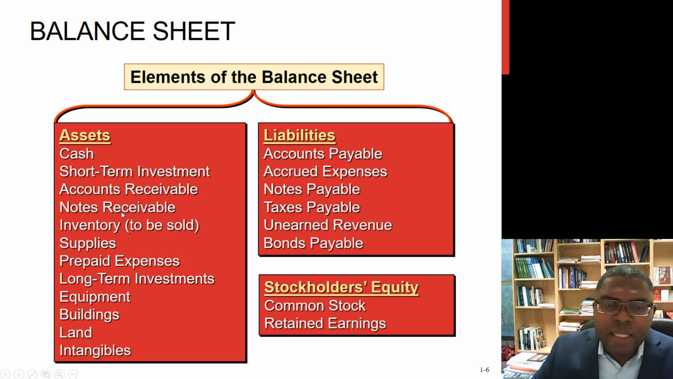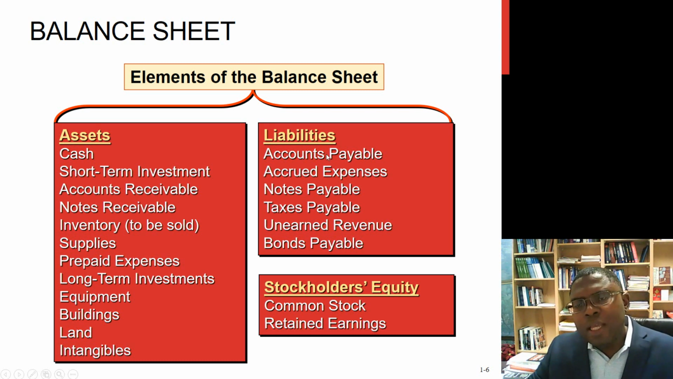Notes receivable is an asset. Inventory to be sold is an asset. It has future economic benefits. Supplies is an asset. Prepaid expenses is an asset. It has future economic benefits. Long-term investments is an asset. Equipment is an asset. Building, land, intangible assets. So on the balance sheet, we are going to have a list of all the assets that are owned by the company. And on the other hand, we'll have liabilities.